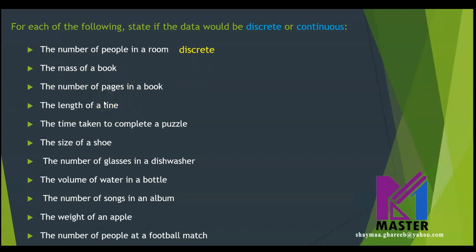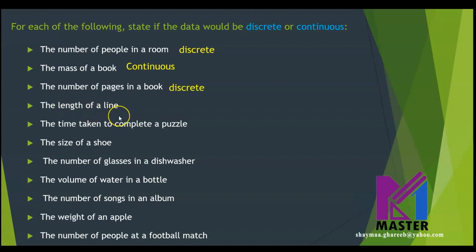The mass of a book. Could it be different decimal numbers? Yes. I have a variety of different decimal numbers that could be possible for the mass of a book, which means it's continuous data. The number of pages in a book. Can I have a book with a decimal number of pages? Can I say this book has 234.1 pages? No, which means this type of information is discrete data.